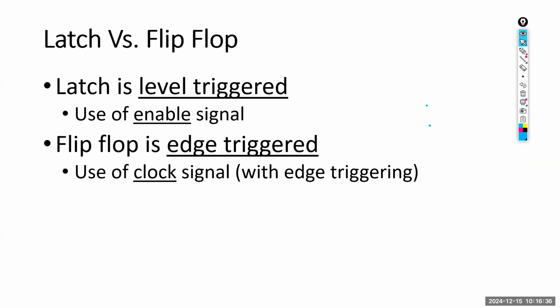So remember, latches are pretty much level triggered because they respond to a situation like enable 1, enable 0. So therefore, rather than the enable signal, you can use a clock signal, but it will be triggered for high level and low level, depending on your requirement. So that is called, sorry, that is called level triggering.